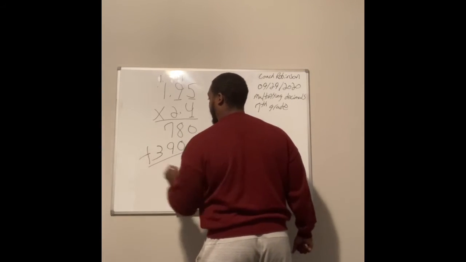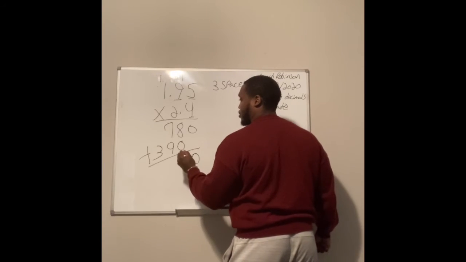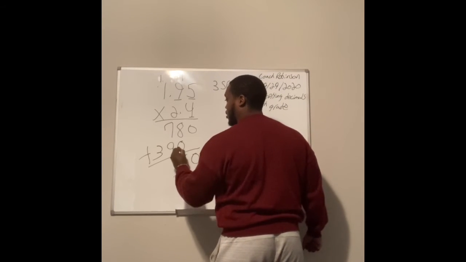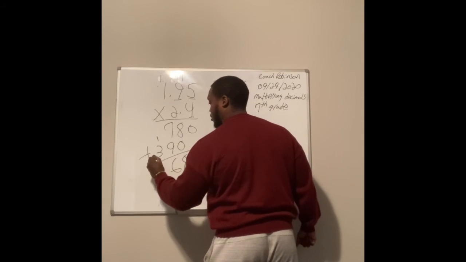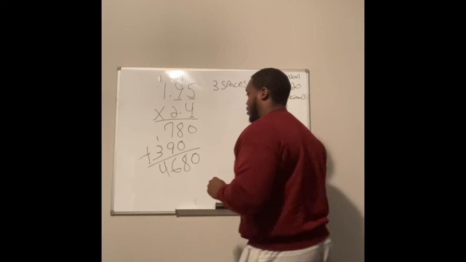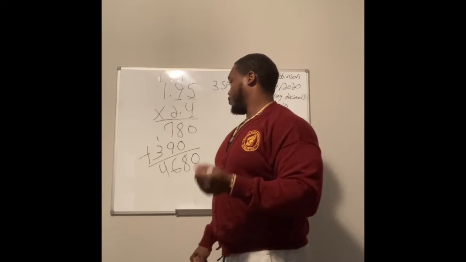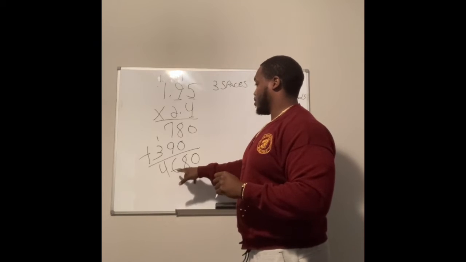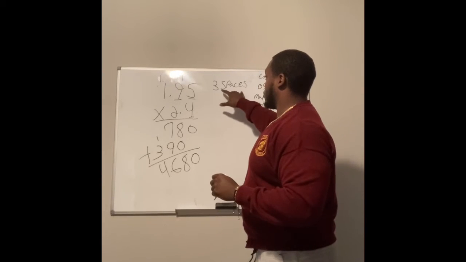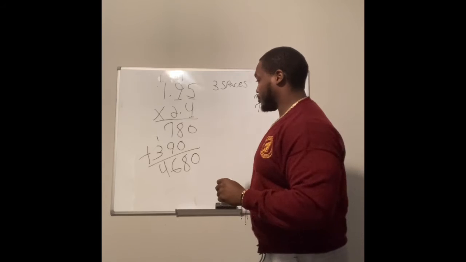So now let's add 0, drop our 0. 0 plus 8 is 8. 9 plus 7 is 16, carry the 1. 1 plus 3 is 4. So the answer is 4,680. Now let's remember to count our decimal spaces.